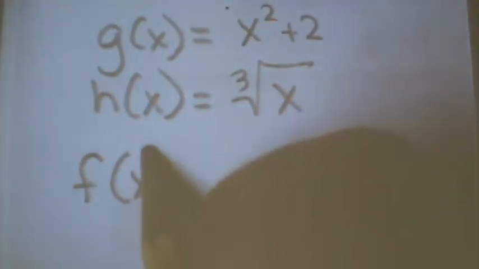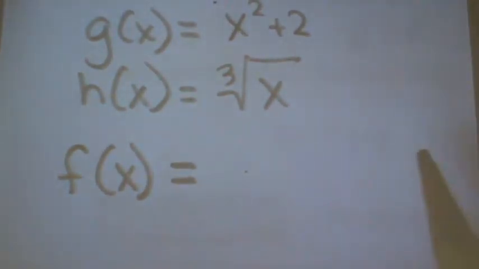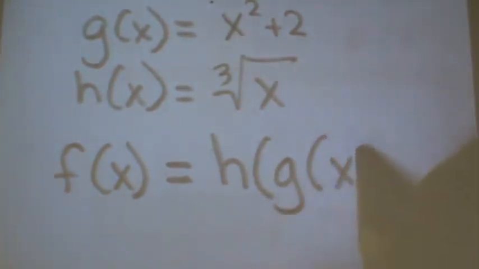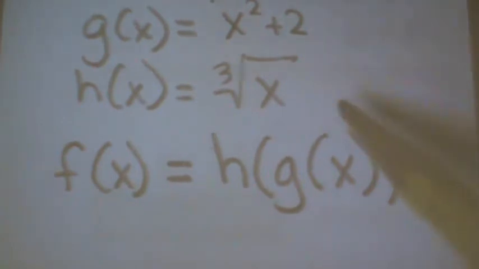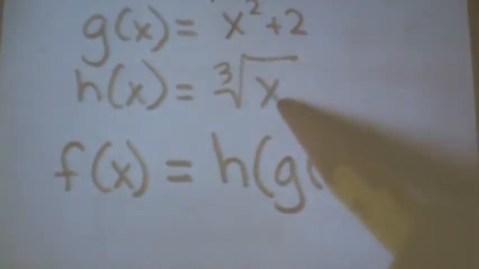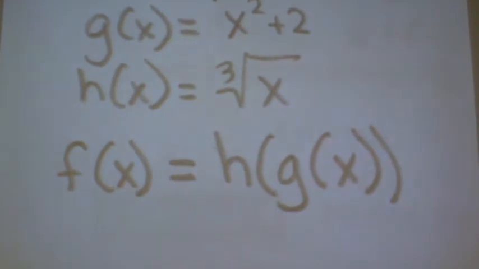So f of x is composed of g and h. Did I write it right? If I were to put g in here, do I get f of x? Yes. Do you get this? Okay.